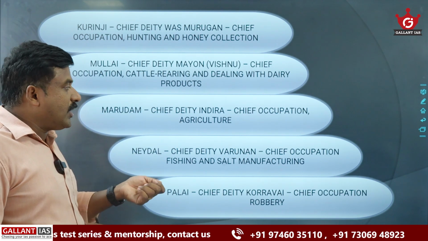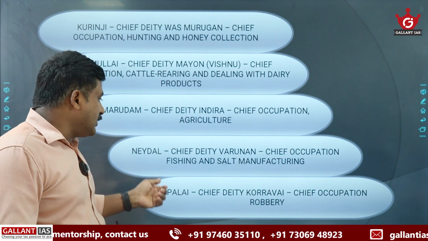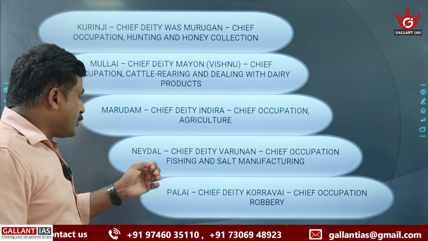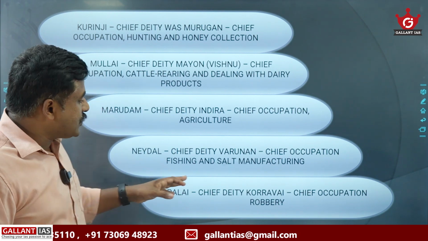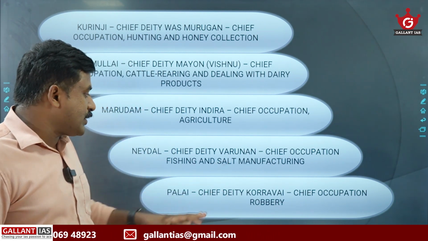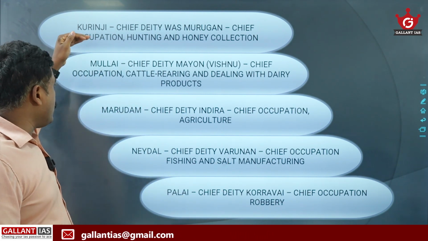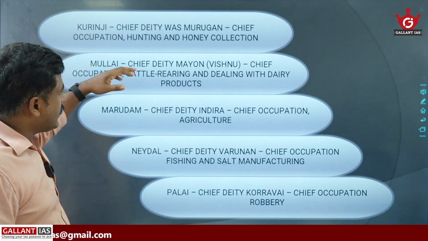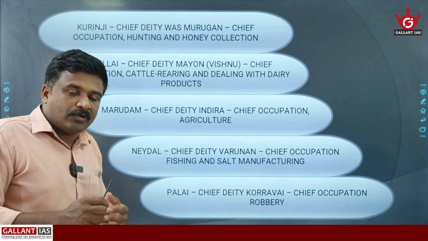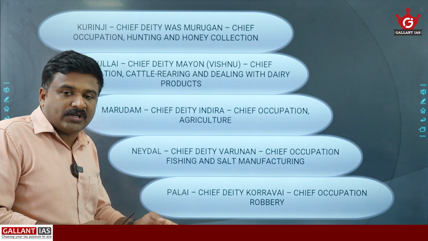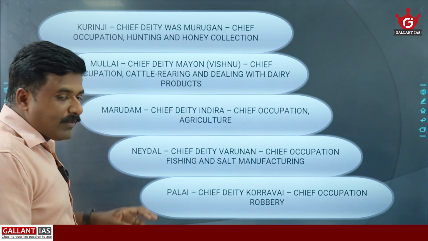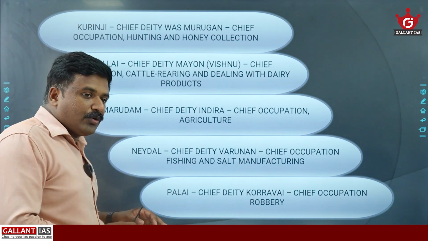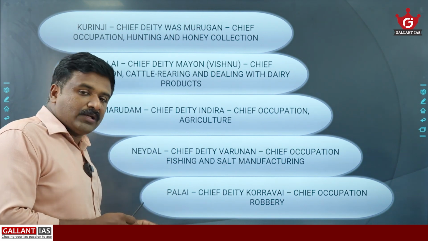Madhudam, chief deity is Indra, their main occupation is agriculture. Naidal, chief deity is Varuna, and occupation is fishing and salt manufacturing. Then Pale, their chief deity is Koravai, and occupation is robbery. So Kurinji, they are forest dwellers. Mullai, they are mostly associated with pastoralism or the pastoral economy. And Madhudam is agriculturist. And Naidal, they are coastal people, and Pale is desert people.